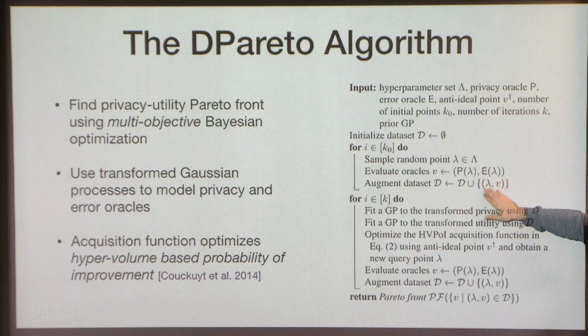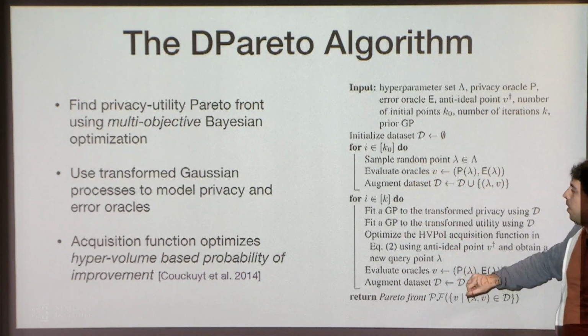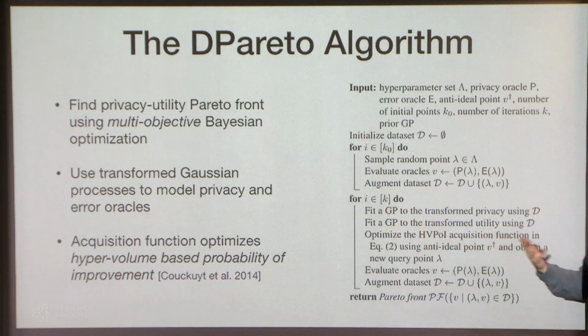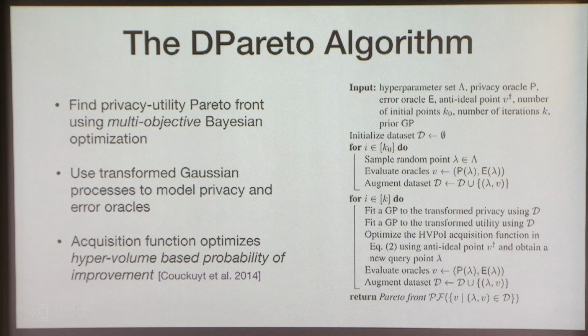We keep building a data set by adding all the points that we've observed so far. Once we've bootstrapped the model, we are going to do k iterations, and this is the budget of how many times you're willing to evaluate your privacy and error oracles, which might involve training a machine learning model.